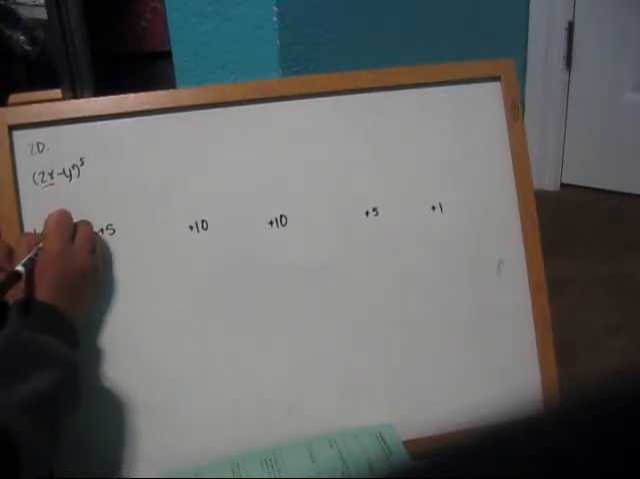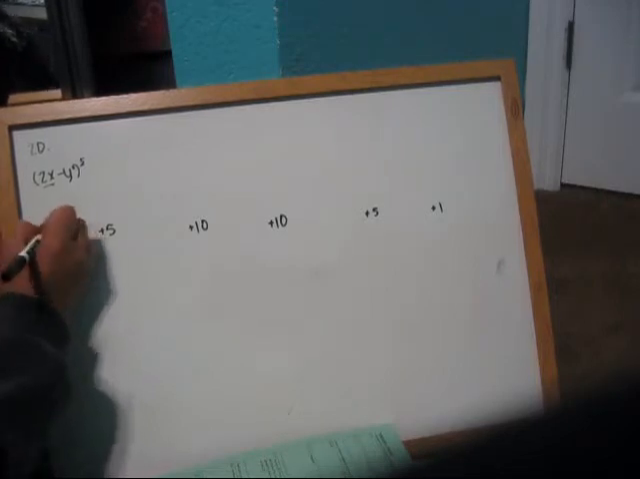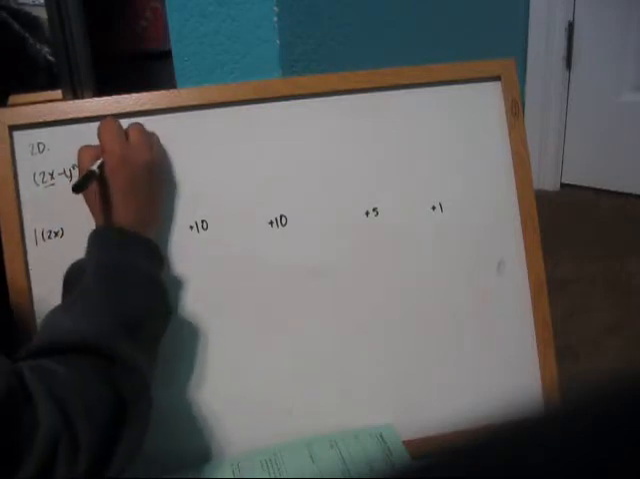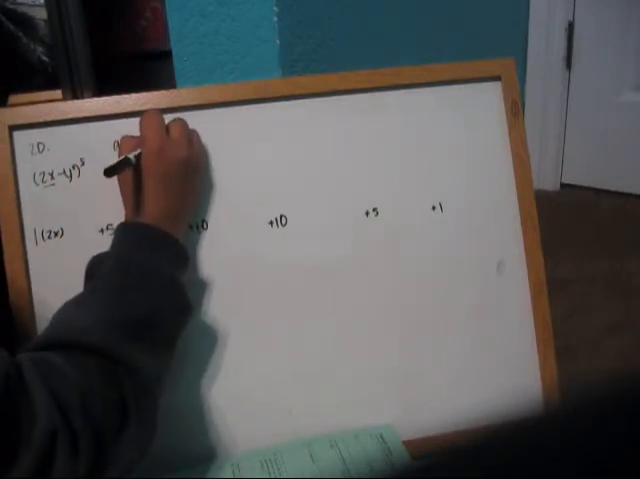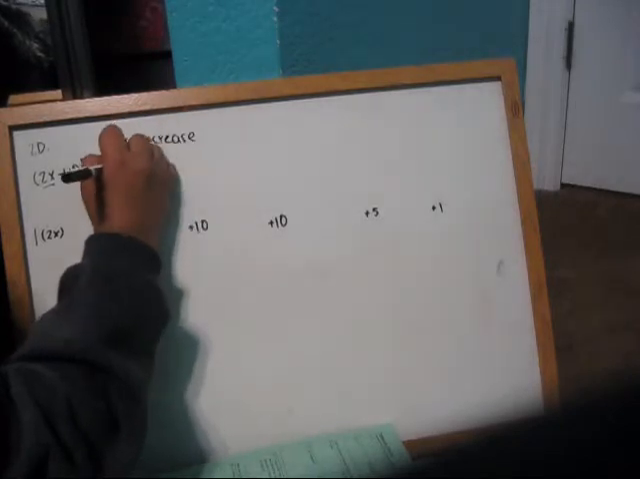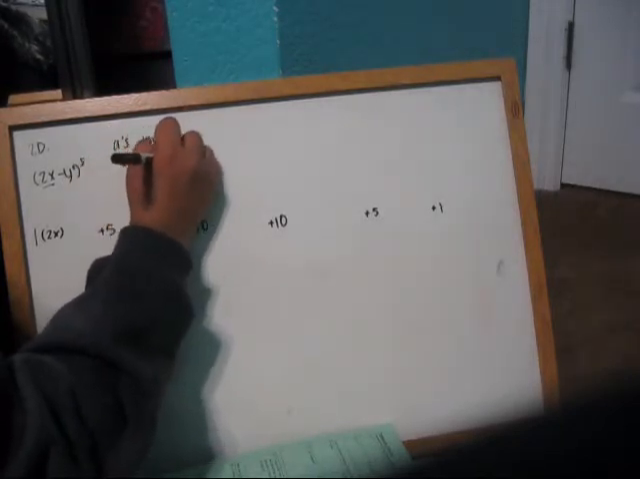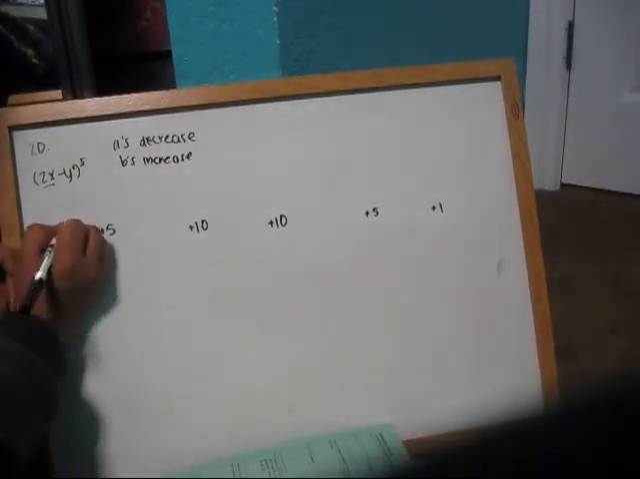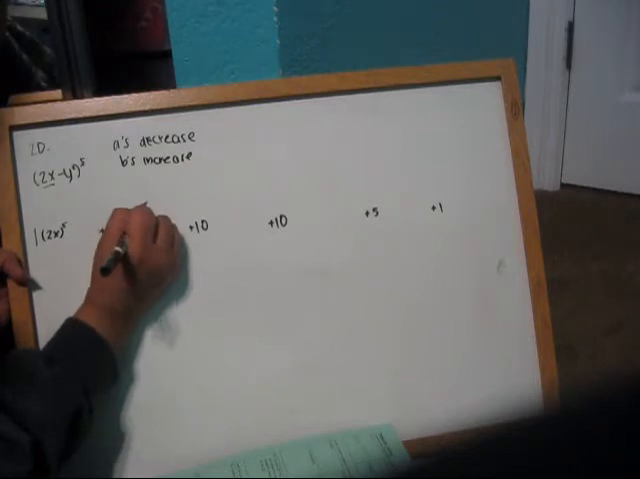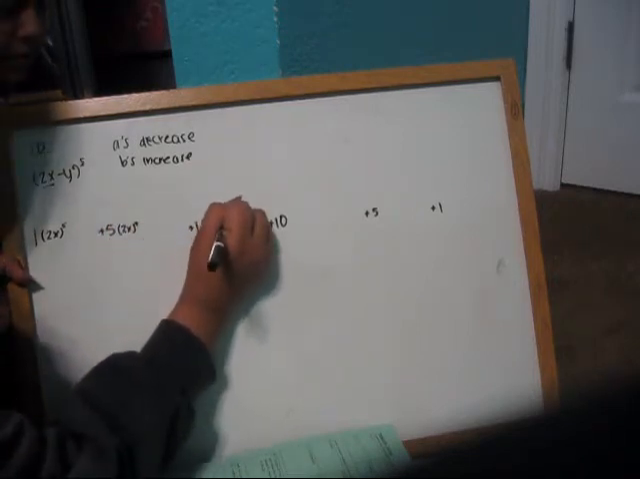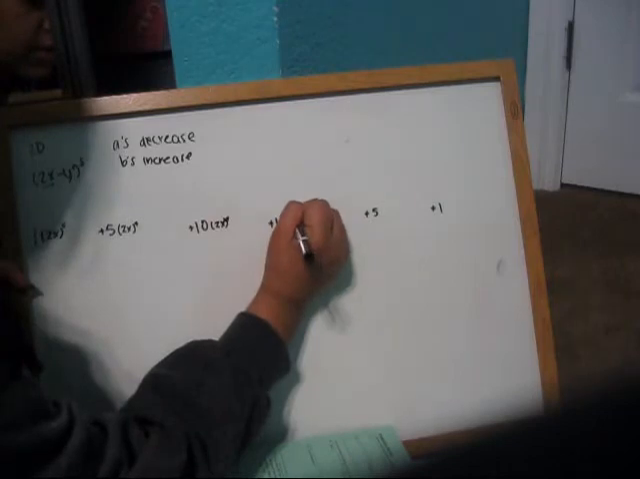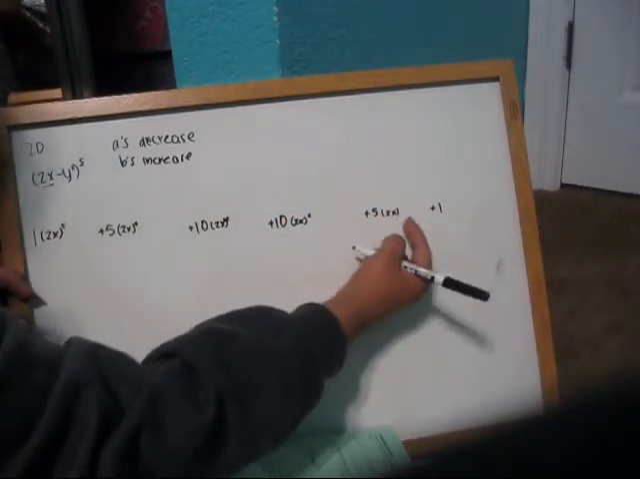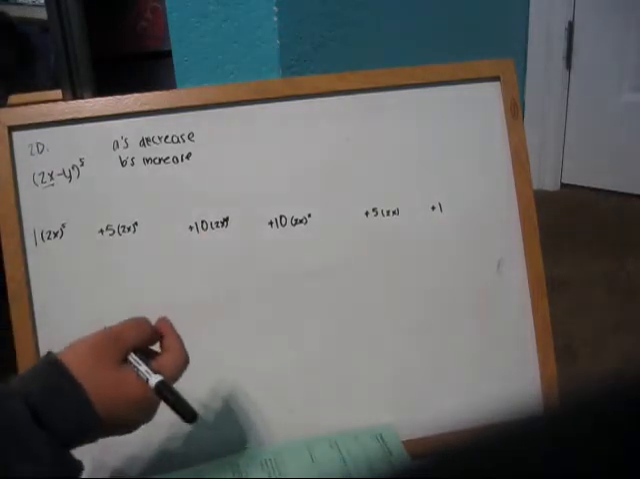So you start off 2x to the fifth, because you're decreasing. Remember, a's decrease and b's increase. So you go 2x to the fifth, 2x to the fourth, 2x to the third, 2x squared, 2x to the first, and then 2x to the 0, which is just 1, so you don't even have to write it.